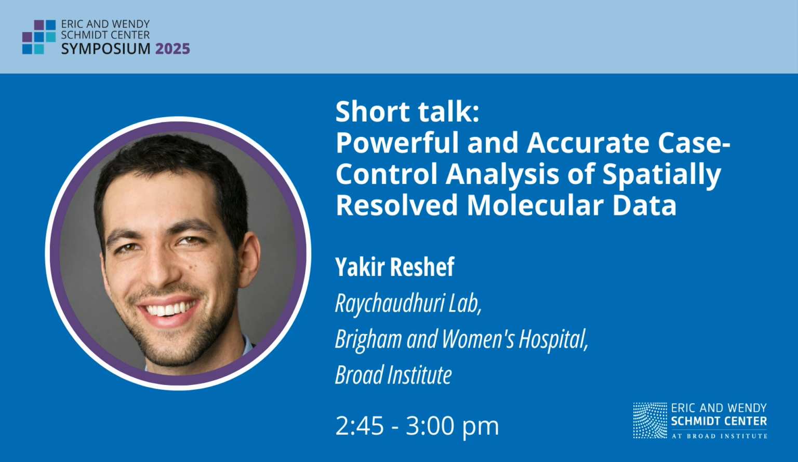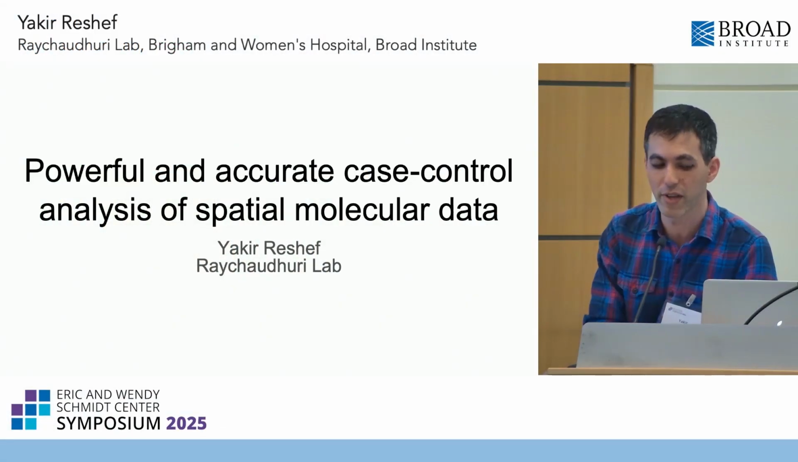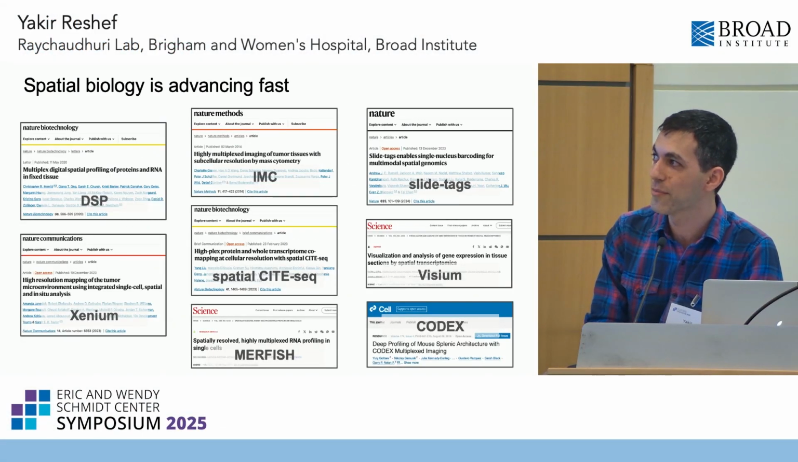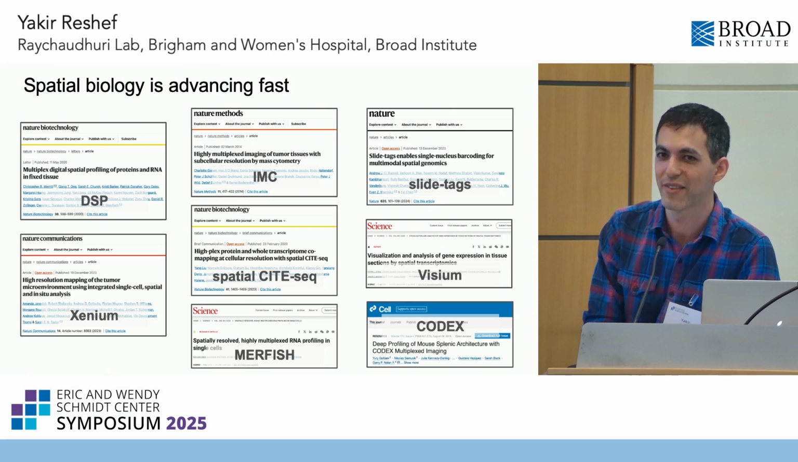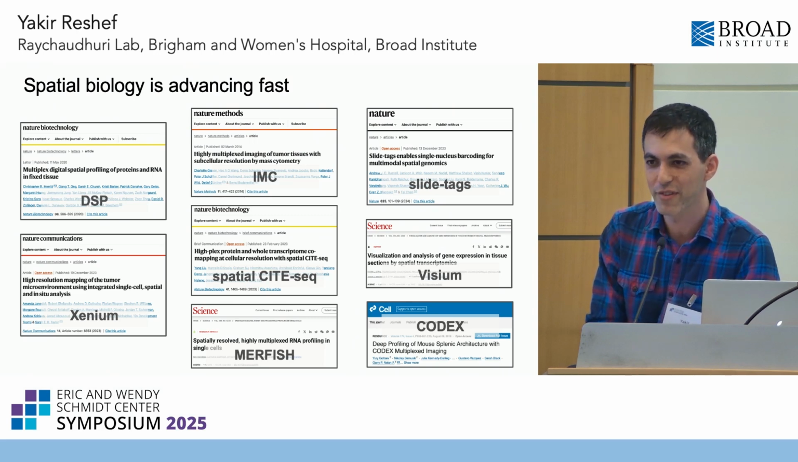All right. Thanks. So I'm a computer scientist and a physician who sees patients with autoimmune disease. I work in the Raychaudhuri lab here in Boston. And I want to tell you about a method we've developed for finding disease associations in spatial data. As has been already described, spatial data are advancing very fast. We can now profile really quite large numbers of proteins and genes at very high spatial resolution.